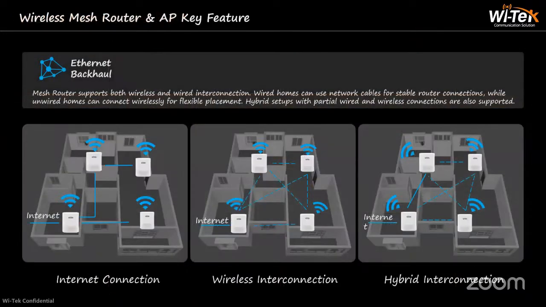Okay, let's move on to the key features. What are the main key features of the mesh access point? You can see we have internet connection, wireless interconnection, and hybrid interconnection, because it supports not only wireless, but also wired interconnection. So it can meet different customers' deployment requirements.